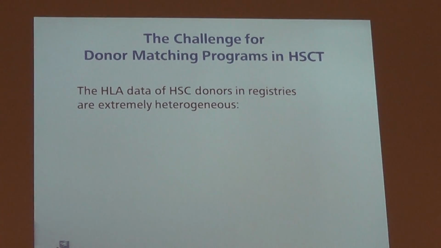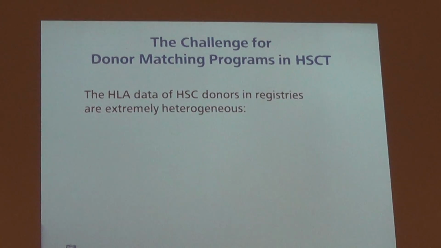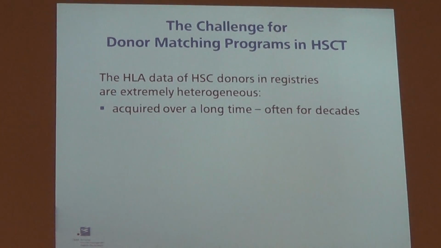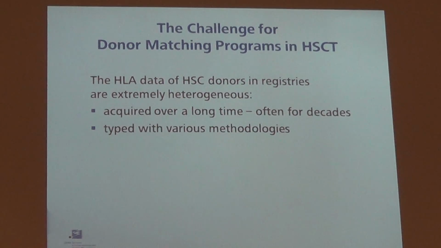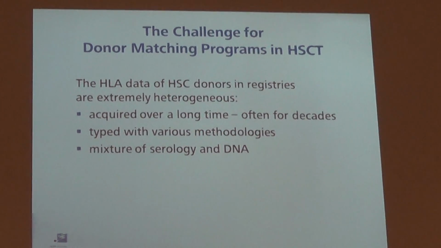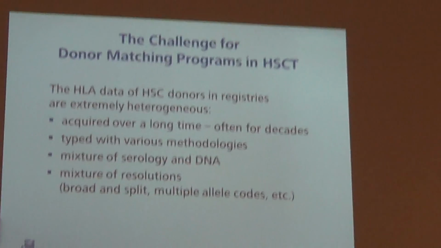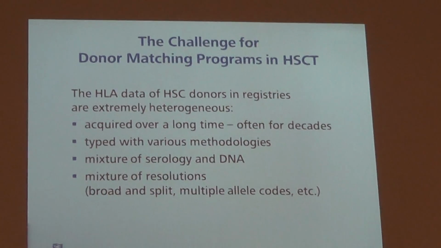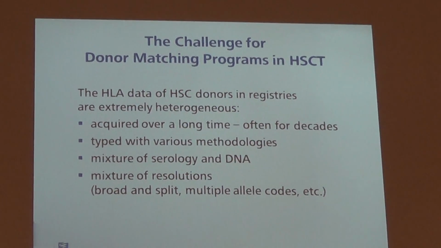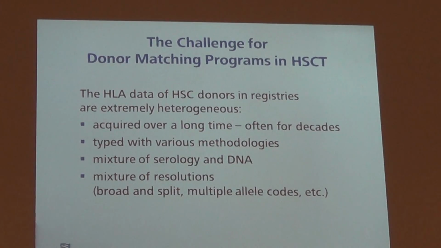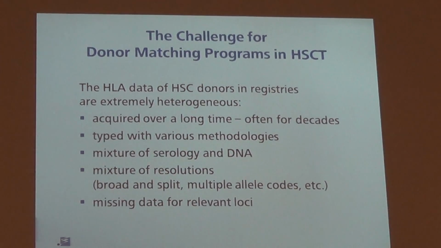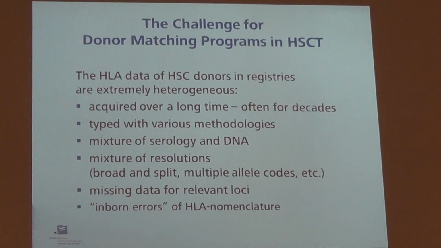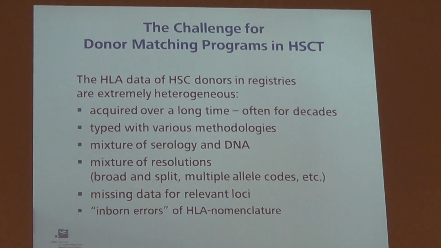Where are the challenges coming from? And you have seen this in the BBW screenshot. The HLA data are so heterogeneous because they have been acquired over a long time with varying typing methods, even mixing serology and DNA. You're getting broad assignments, multiple allele codes that nobody can memorize. They have grown to 5 letter codes in the meantime. And you often are missing data for relevant loci. And there are some what I call inborn errors of the HLA nomenclature.